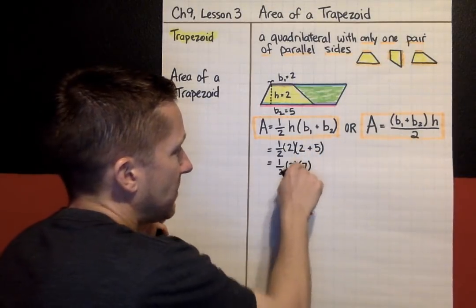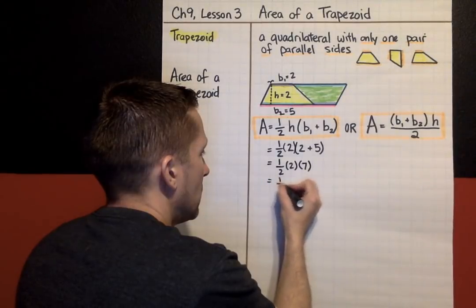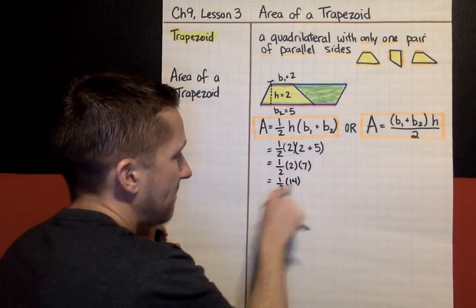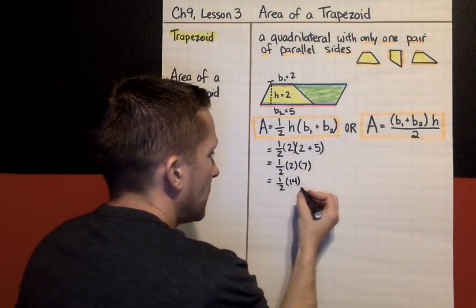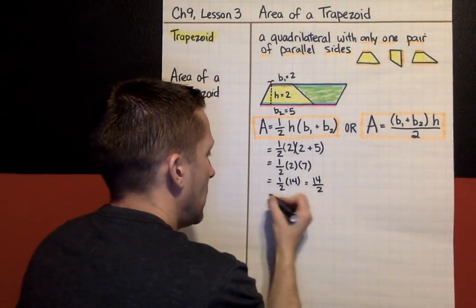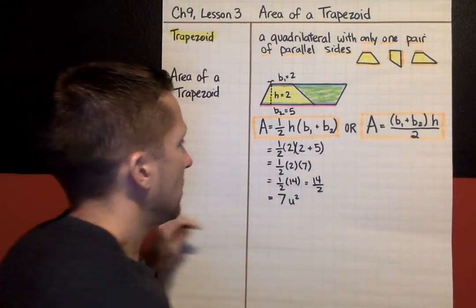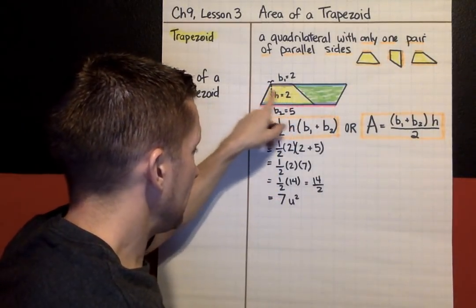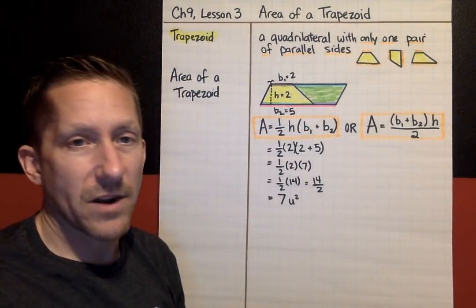I added 2 plus 5 to make 7. 2 times 7 is 14. And 1/2 times 14 is 7. This would be 14 over 2. And that is 7 units squared. So the area of this yellow trapezoid is 7 units squared.